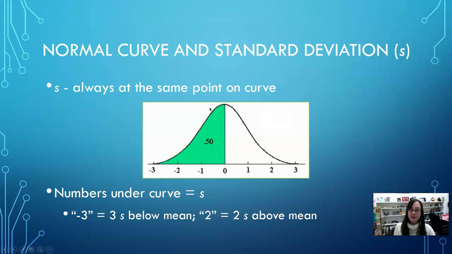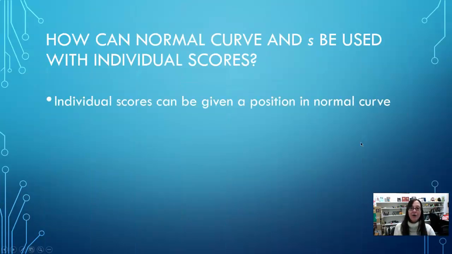Also remember that within one standard deviation, between -1 and +1, you have about 68% of cases. Between -2 and +2, you have about 95% of cases. And between -3 and +3 standard deviations, you have about 99%, or actually almost 100%, but we just don't say 100%. So how can we use the normal curve and standard deviations when we're looking at individual scores?